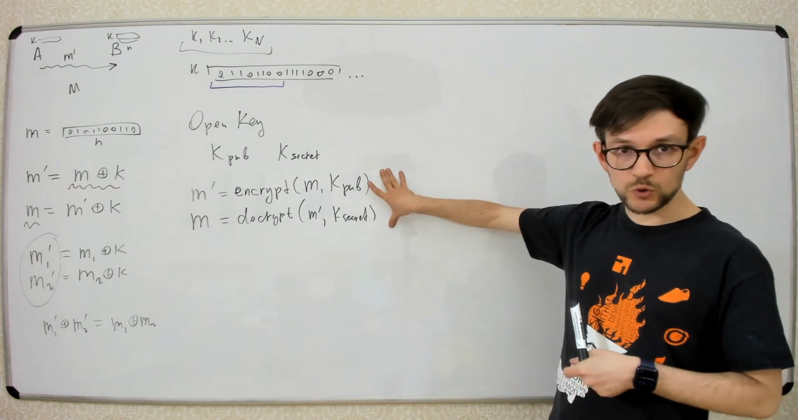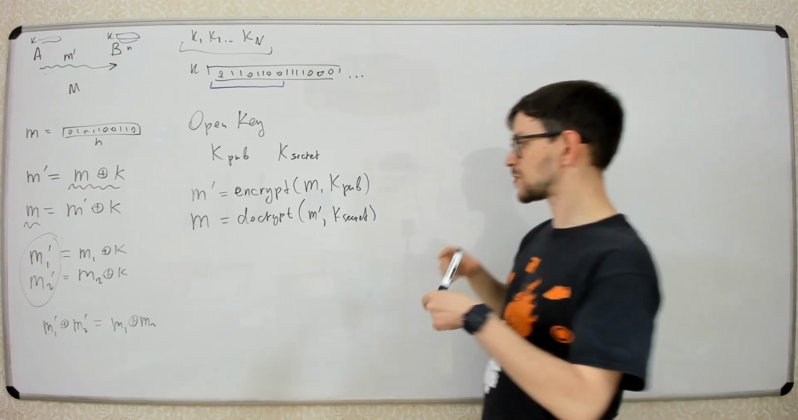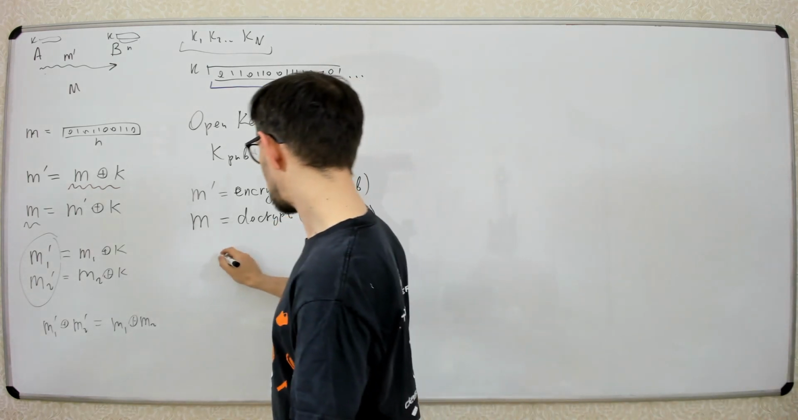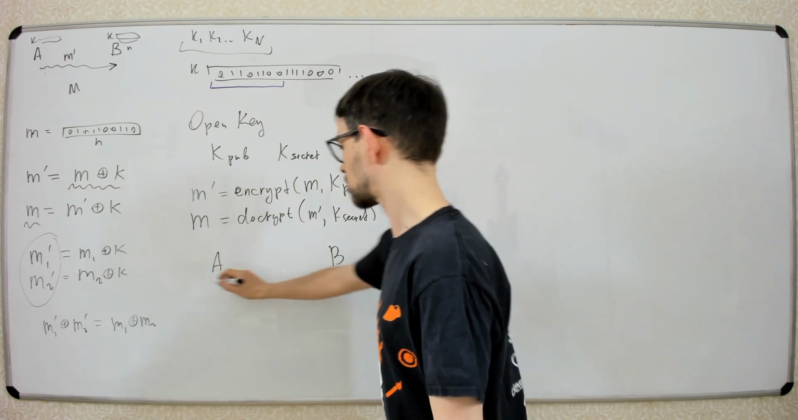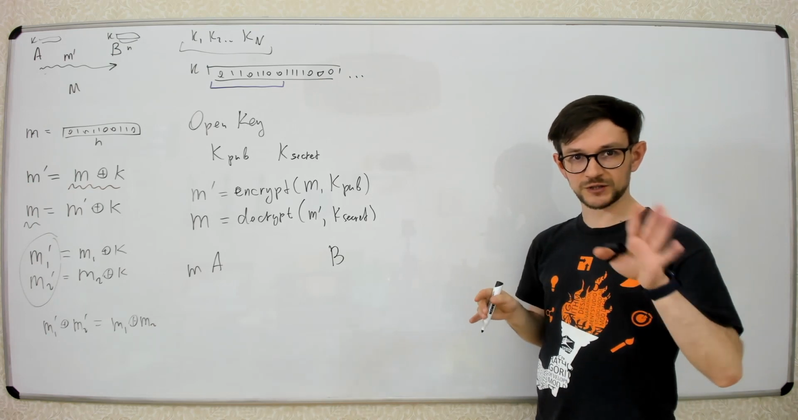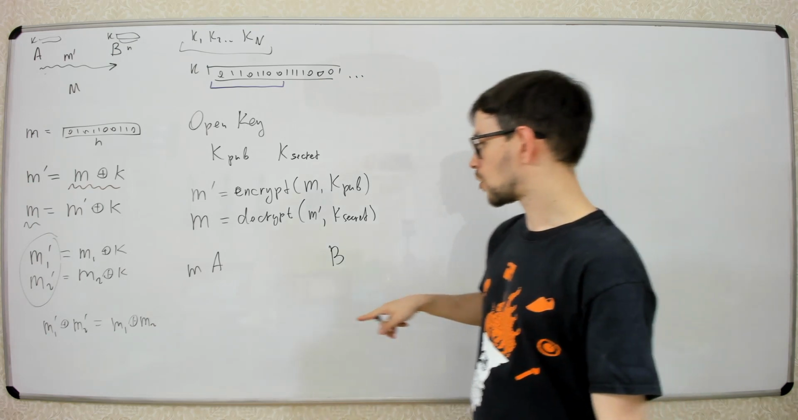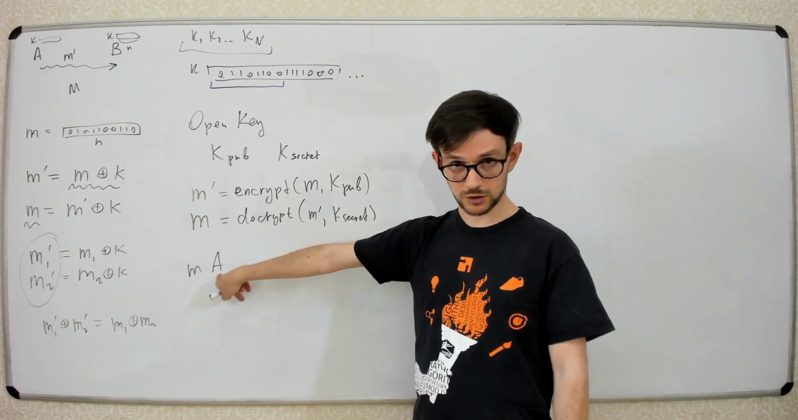Now, what happens if you have a situation like this? If you have a situation like this, you can exchange messages. For example, let's say A wants to send a message to B. So I want to send message M to Boris, and I don't want anyone else to see this message. So I contact Boris and tell him, Boris, I want to send you a message.